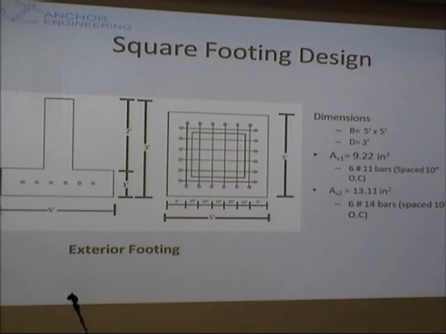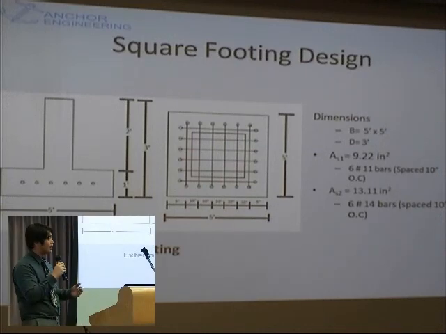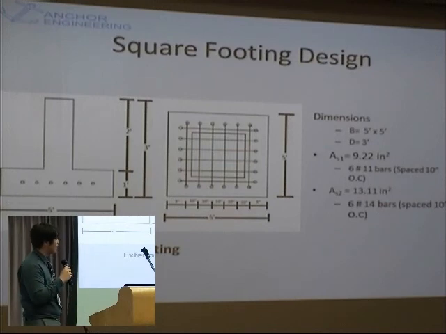Now, the reinforcements for the four footings at the corners would be 6 number 11 bars spaced at 10 inches with a 3-inch cover, and the reinforcements for the midsection columns would be 6 14-inch bars spaced at 10 inches on center with another 3-inch clearing.